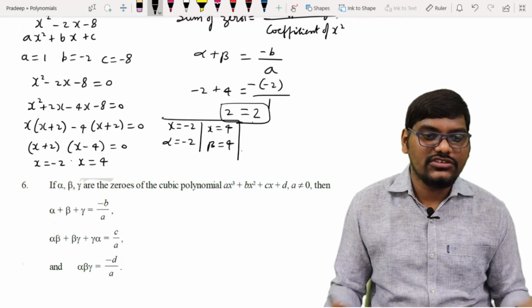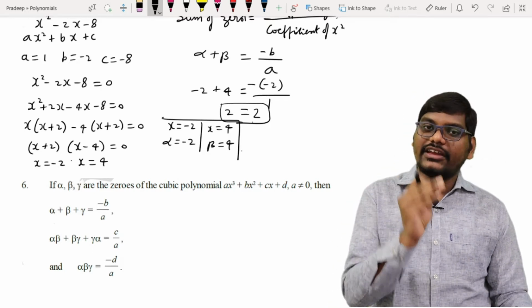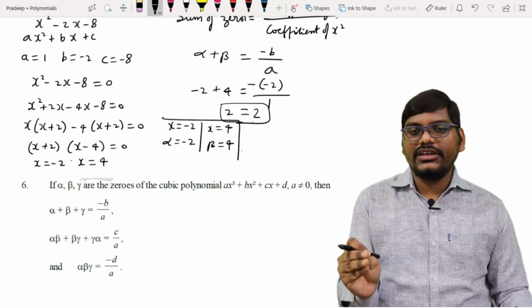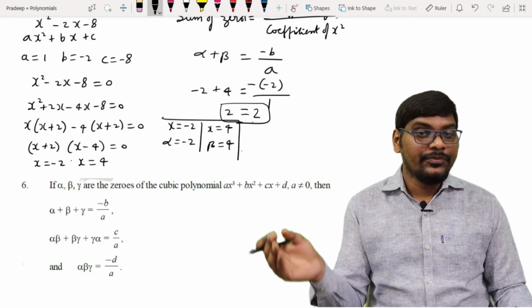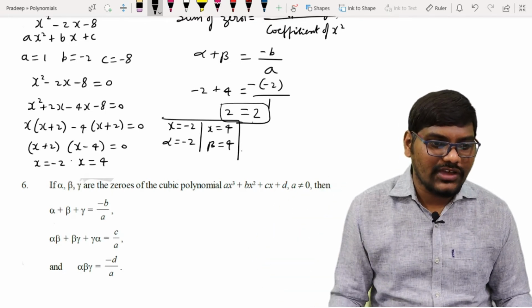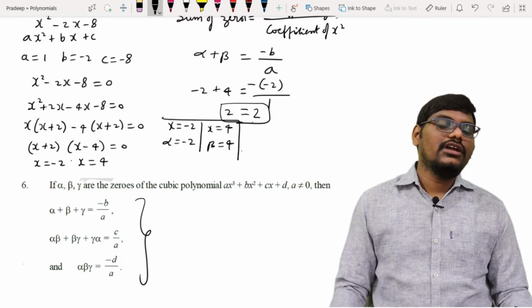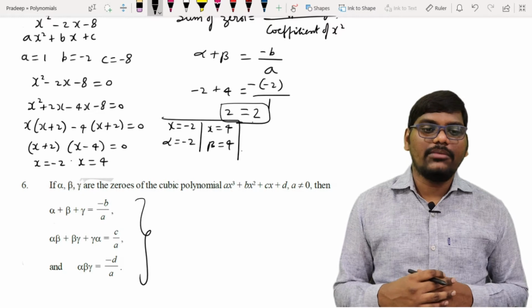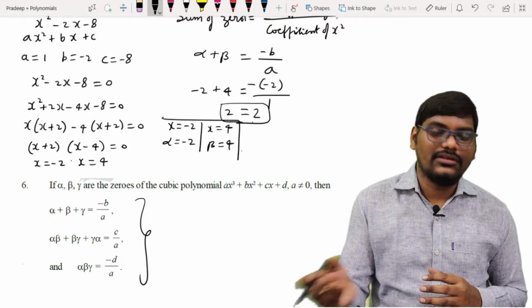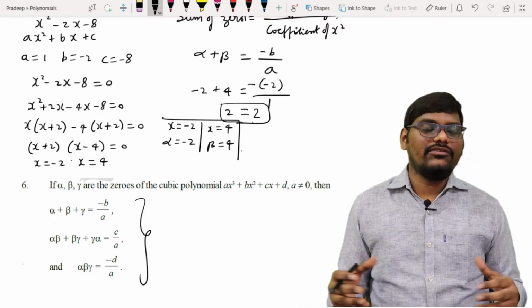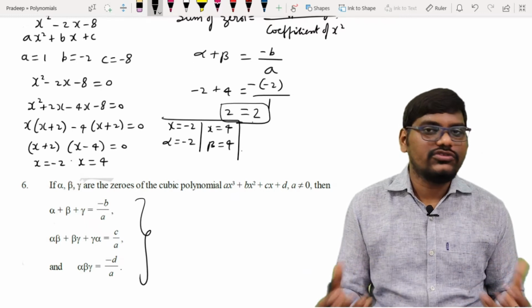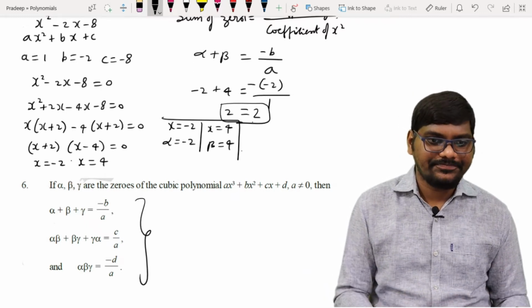One value we take as alpha, the next value as beta, and the third value as gamma. So these are the 3 things which we have to find out, and they will give the zeros of the polynomial for the given expression. Okay, so let's go forward and go to the exercise and try to do certain problems.